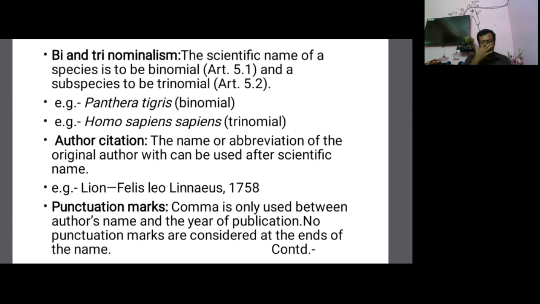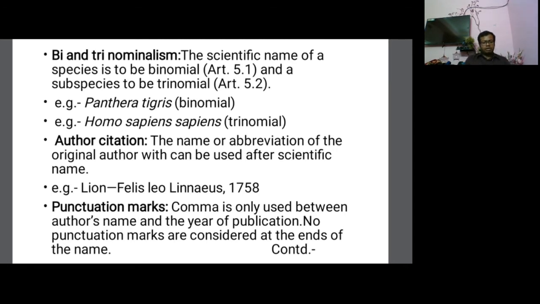In this slide, we will learn about binomialism and trinomialism. Whenever we are giving a scientific name to a species, we have to use binomial nomenclature. And whenever we have to provide a scientific name to a subspecies, we have to use trinomial nomenclature. The examples will make the scenario clear.